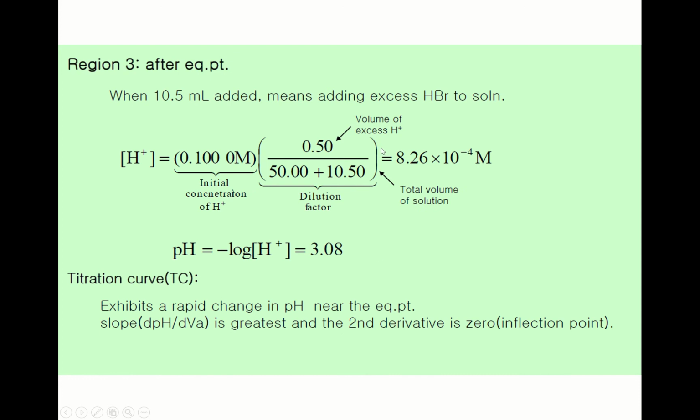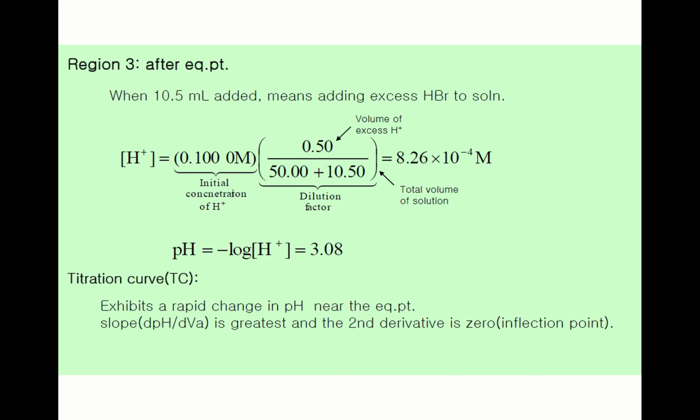And the third region is after the equivalence point. Let's consider that you added 10.5 ml. What's the excess volume of HBr? Yes, right, 0.5 ml. This was added in excess.